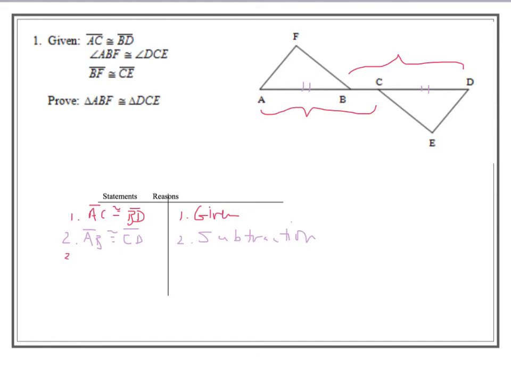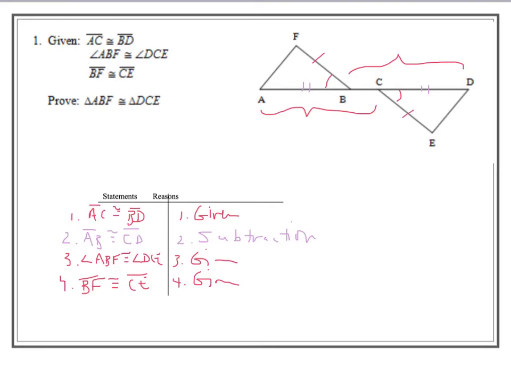Second piece of given information, which will be my third step, angle ABF is congruent to angle DCE. That is given. Let's mark it on our diagram. Angle ABF is congruent to angle DCE. Fourth step, third piece of given information, BF is congruent to CE, line segments. Given. BF, CE. Line segments congruent.